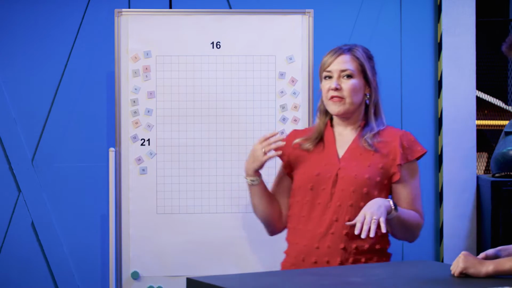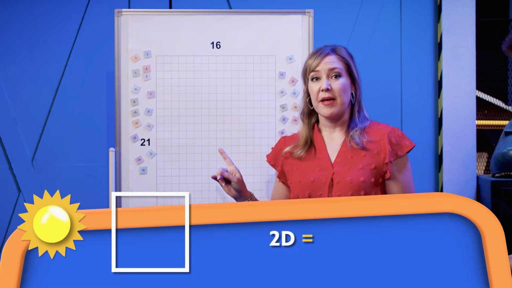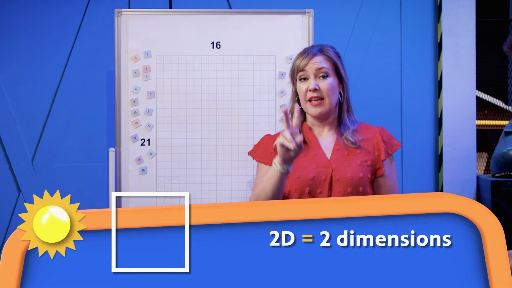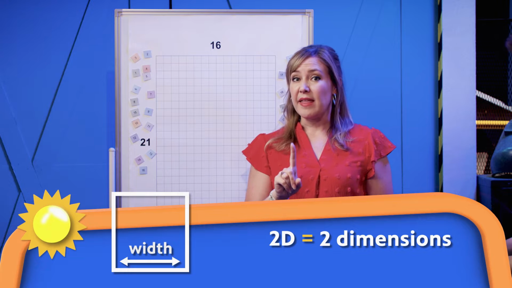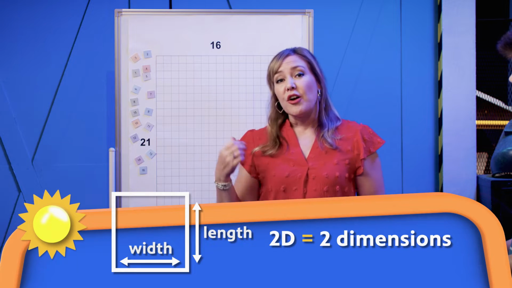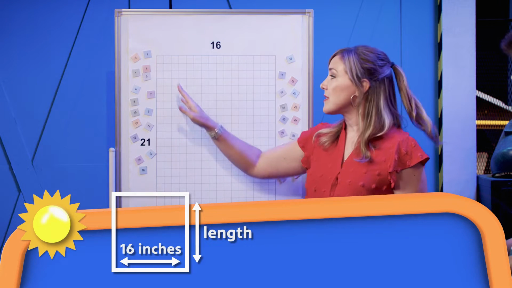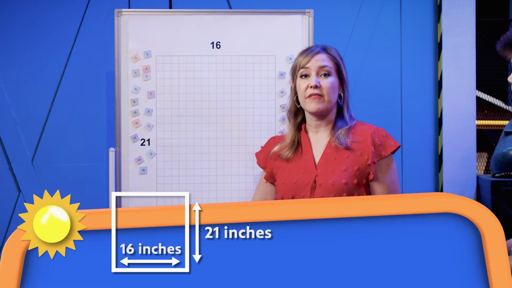Let's take a look over at our board. We've got a good example over here. So we've got a rectangle drawn for us, and this is a 2D shape. That means it has two dimensions. The first dimension is its width, and the second dimension is its length. Our rectangle has 16 inches of width, and it has 21 inches of length.